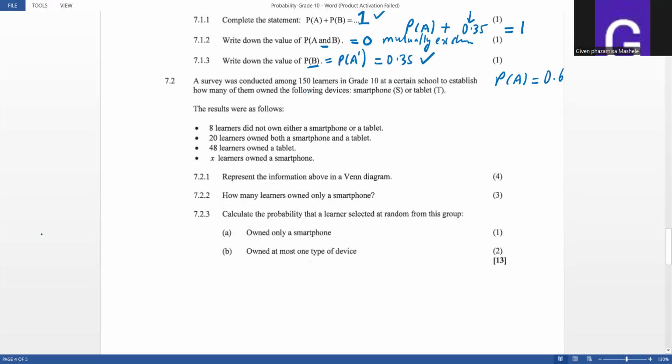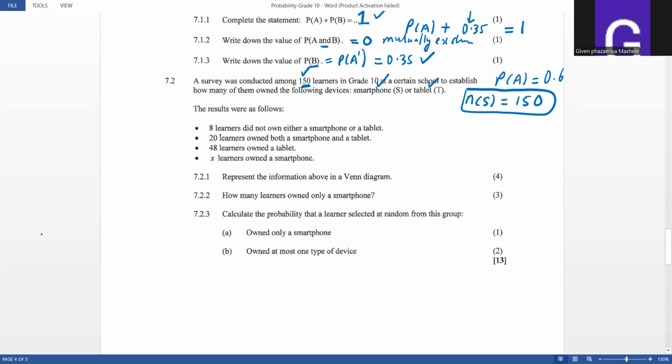A survey was conducted among 150 learners. Now we're talking about the number of learners in grade 10, so 150 is the sample size. It's not the probability. In grade 10 at a certain school, they wanted to establish how many of them owned smartphones and or tablets. So there are two events, either smartphone or tablet. The results were as follows.